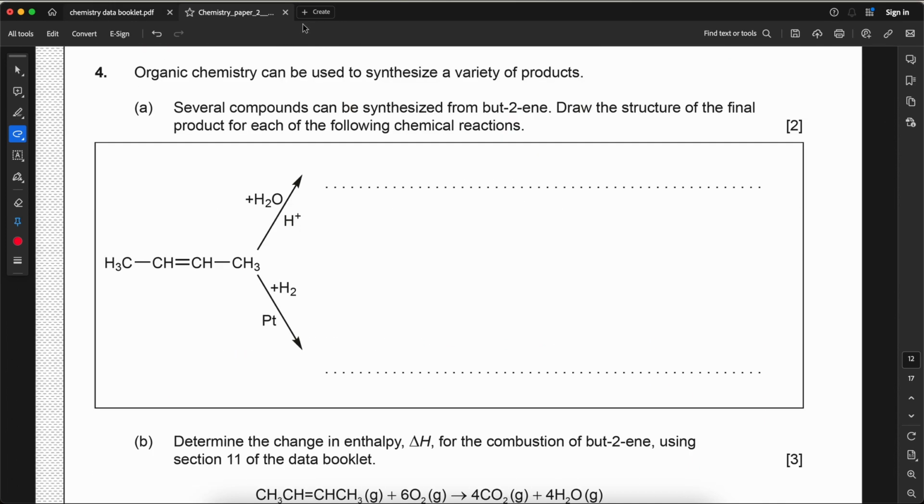Organic chemistry can be used to synthesize a variety of products. So this is butene, adding water, H2O and H2. So the structure will be, the double bond will be a single bond, and attached to the first is OH, another one will attach with H, and the second one, the double bond will break and both attach to H.